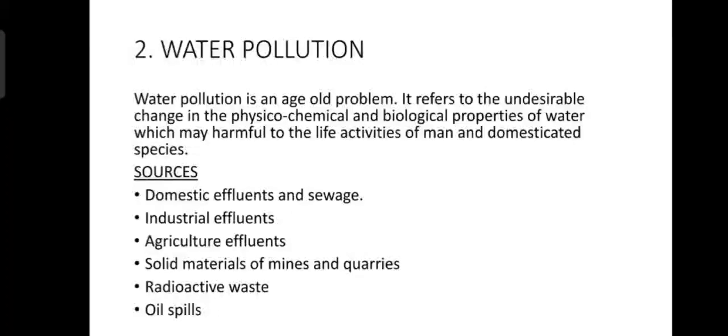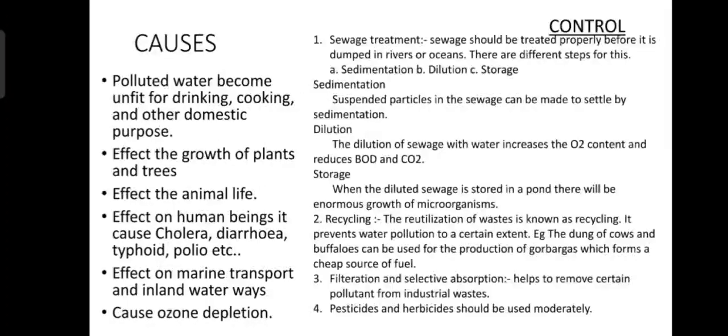It refers to the undesirable change in the physiochemical and biological properties of water which may be harmful to the life activities of man and domesticated species. Sources: industrial effluents, agricultural effluents, solid materials of mines and quarries, radioactive waste, oil spills. Cause: polluted water becomes unfit for drinking, cooking and other domestic purposes, and affects animal life, plants and trees and human beings. It causes cholera, diarrhea, typhoid, polio, etc.